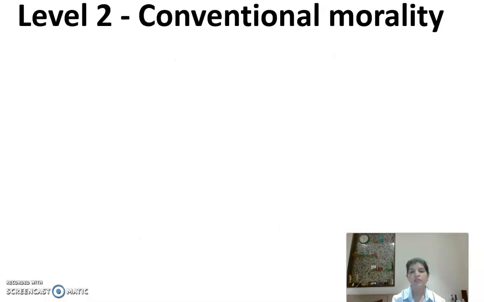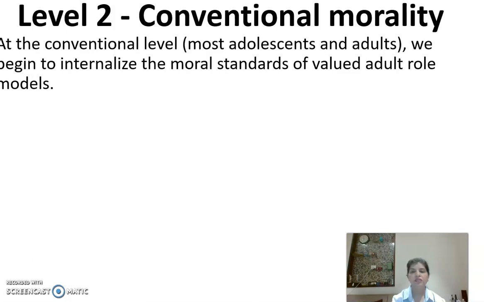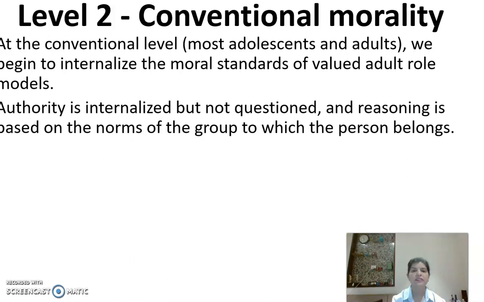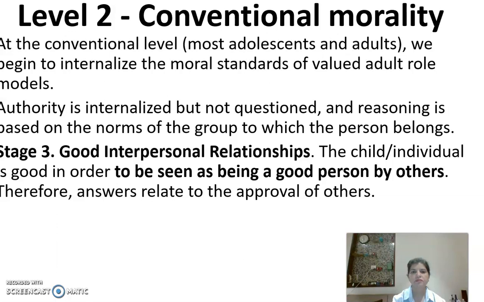Then at level 2, he said, it was the conventional morality stage. At this stage, which includes most adolescents and adults, we begin to internalize the moral standards of valued adult role models. Authority is internalized but not questioned, and reasoning is based on the norms of the group to which the person belongs. This level 2 of conventional morality is divided into 2 stages. Because it comes after the 2 stages of pre-conventional morality, they are called stage 3 and stage 4.